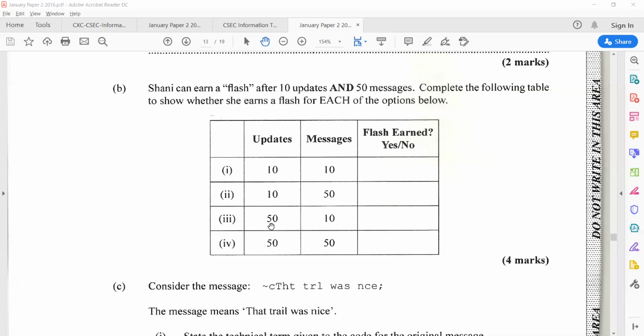What about 50 updates and 10 messages? Will she earn a flash for that? No, right? Because it doesn't fulfill the criteria. And what about 50 updates and 50 messages? Yes, 50 updates and 50 messages, she will earn a flash. And that's because she meets the criteria and actually exceeds it.